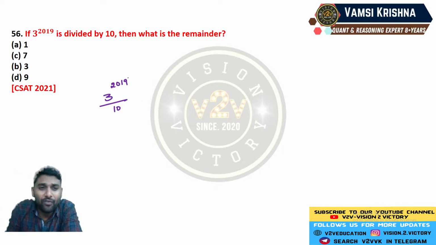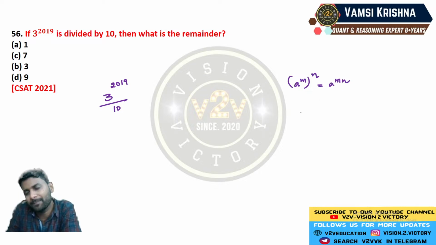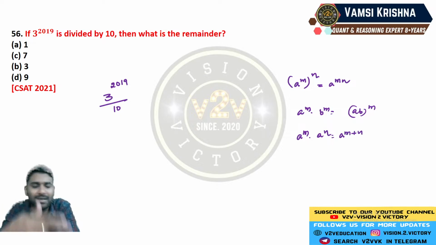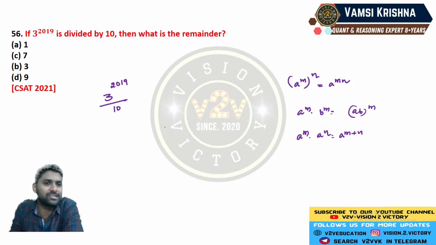Now, we want to write 3 power 2019 as 3 square whole power something. You already know the properties. (a power m) whole power n is equal to a power mn. One more property: a power m into b power m is equal to (ab) whole power m. One more property: a power m into a power n can be taken as a power m plus n. If you know these three properties, with the help of those properties only, we can easily solve these questions.